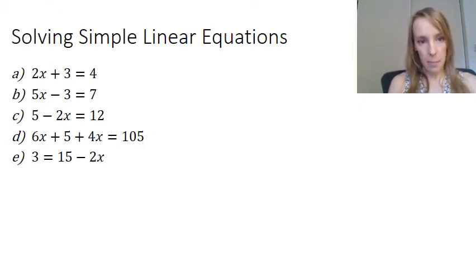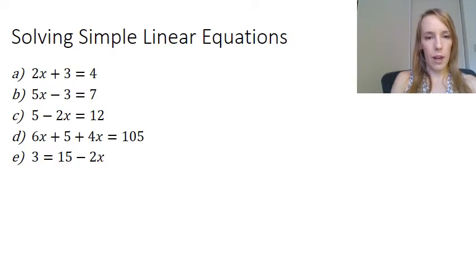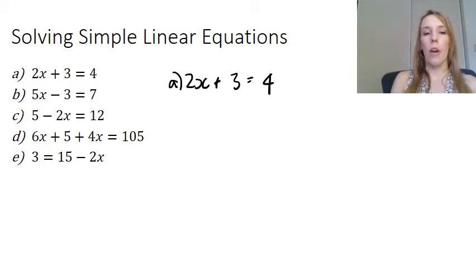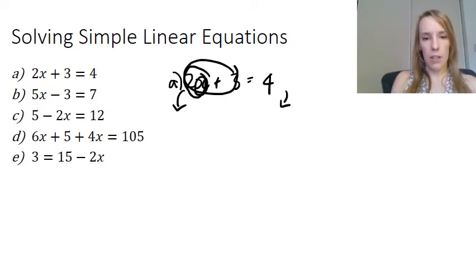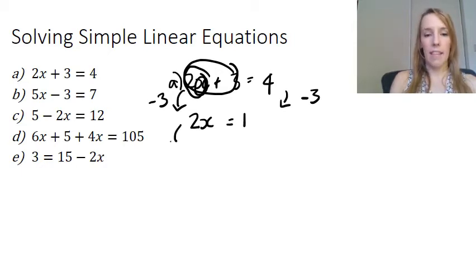Okay, so we've got a few examples here that we're going to have a go at solving. So we'll start with A. A, we've got 2x plus 3 equals 4. So we're going to work our way backwards. The first thing we're going to do, obviously using our onion method, is subtract that 3. So we're going to take 3 from both sides. So 2x equals 1, and then to get rid of the 2, we have to do the opposite of multiplying by 2, which is dividing by 2.